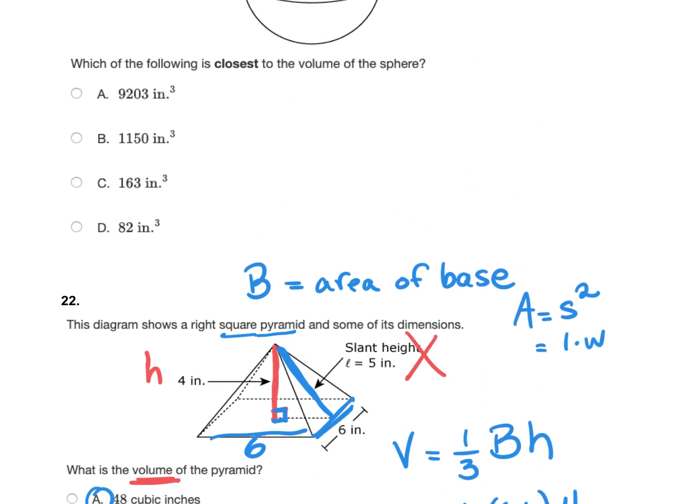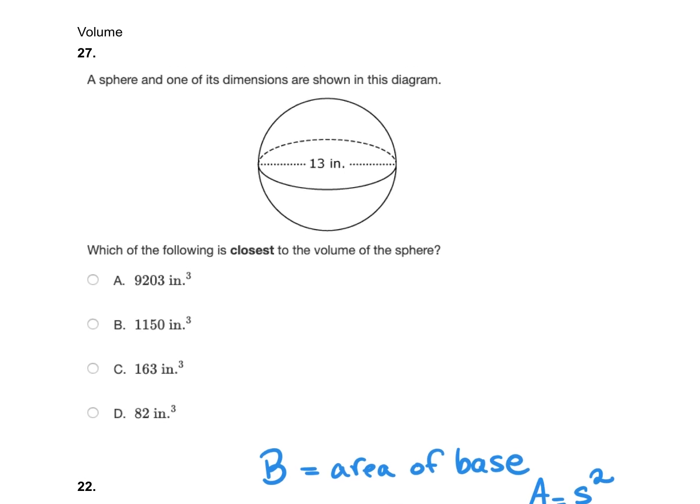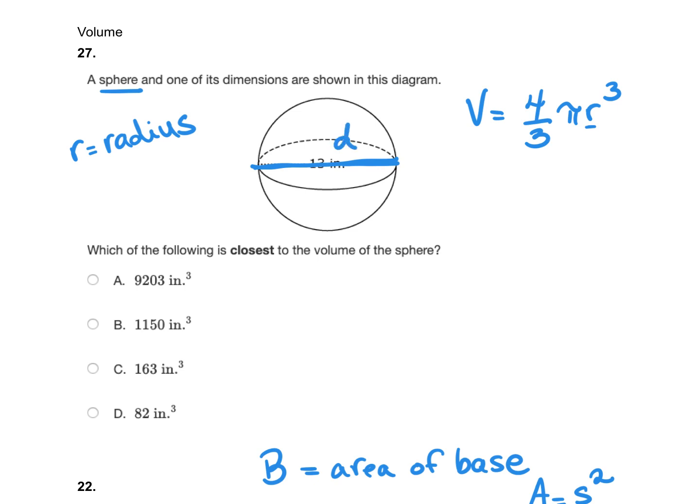Now, if we go back up here, it tells us this is a sphere, which, as you can see, looks like a ball. It's a three-dimensional circle, right? So now remember, R stands for radius. And this shows me here that 13, because it goes from one end of the circle all the way across, that is my diameter.